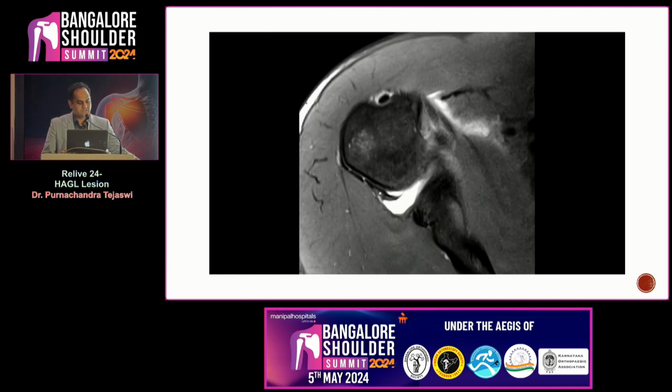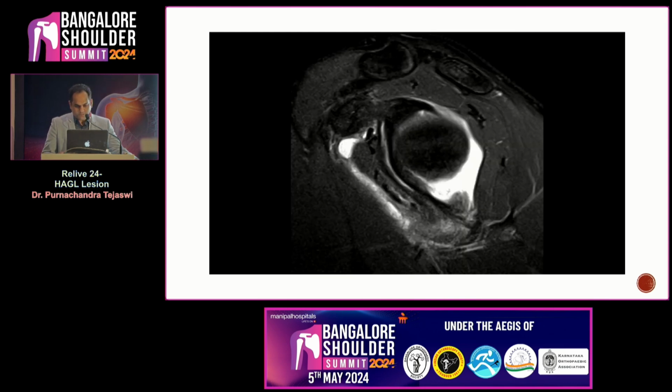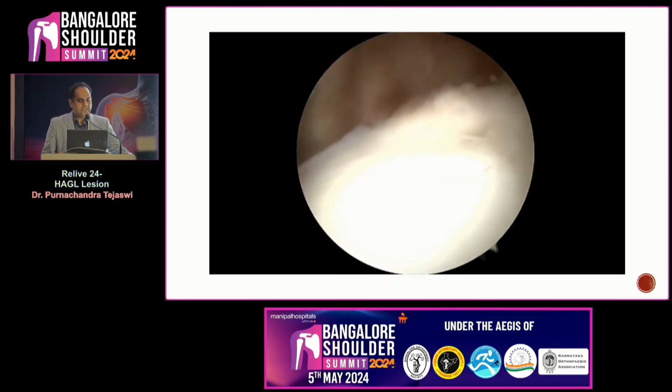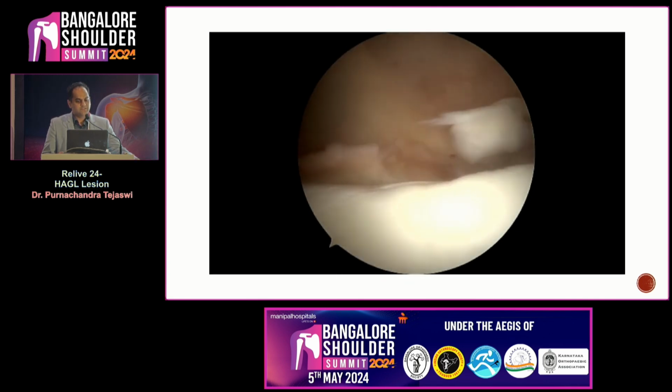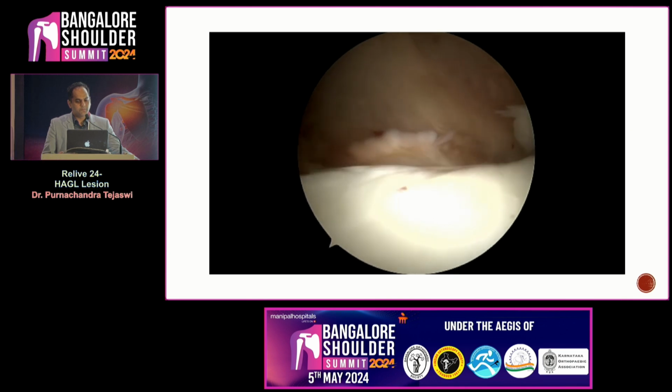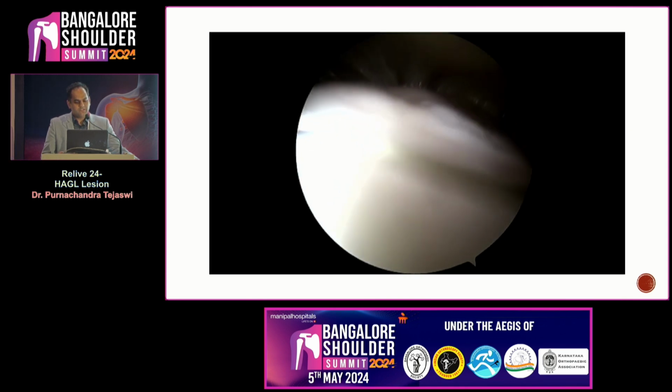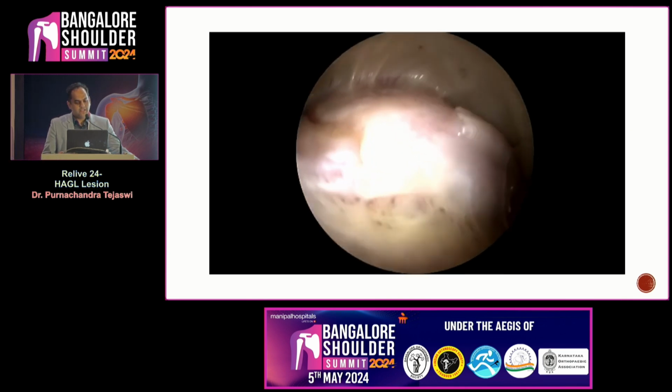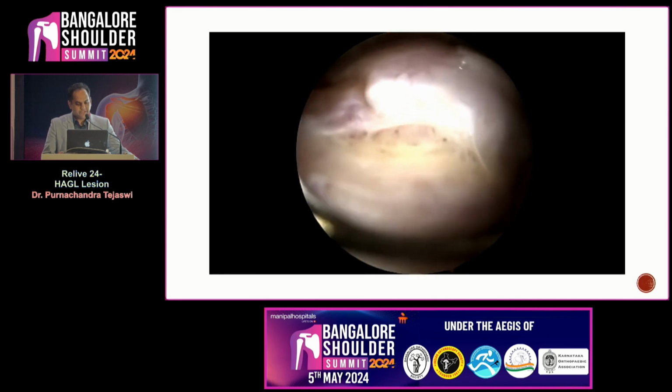An MRI was done, which showed a HAGL lesion in all the sections. So these are the MRI sections. Now we decided to go in. The patient is in lateral decubitus, scope in the posterior, 30-degree scope. This is the diagnostic round, which shows a small Hill-Sachs defect, but nothing big.